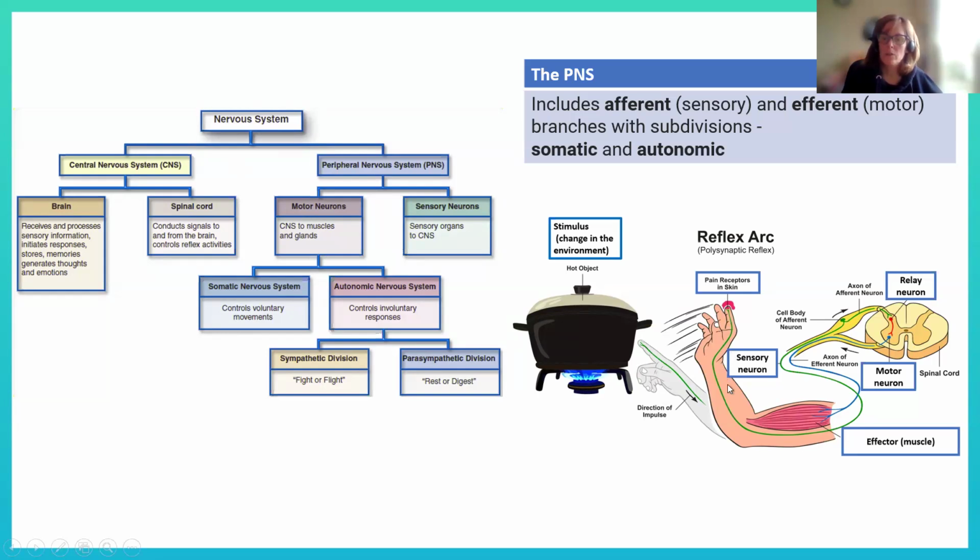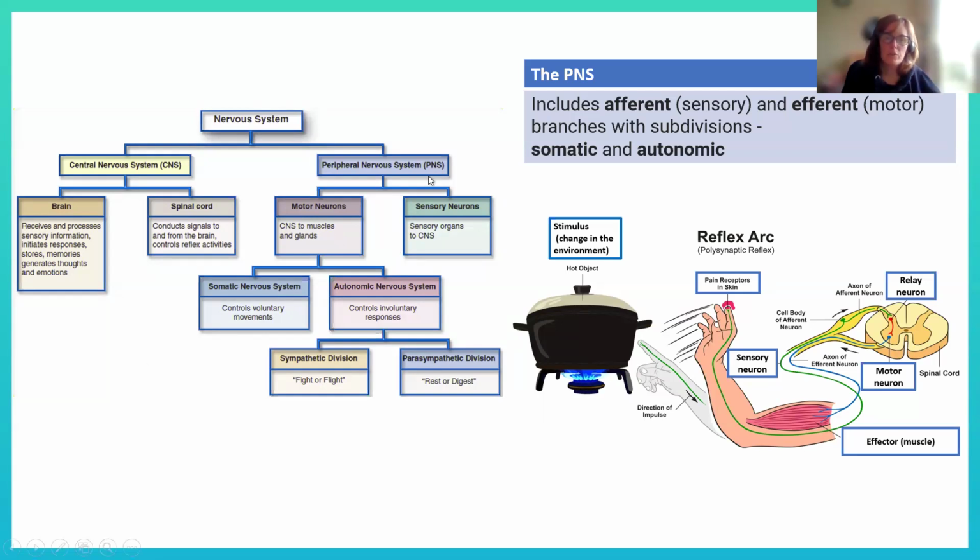That signal then goes up the sensory nerve and into your spinal cord. There's something called the relay neuron there that relays the message in your spinal cord. It doesn't go to your brain. You don't think about it. It just happens really quickly. And then the message goes down the motor neuron to your muscle: move your hand away so that you don't get burned. So that's a reflex arc. Don't worry too much about the details. We're going to look at that later on. But that's just to show you that all of these systems are working together.